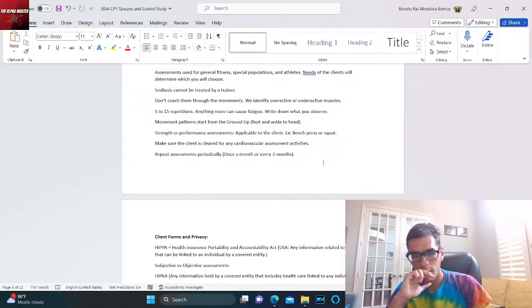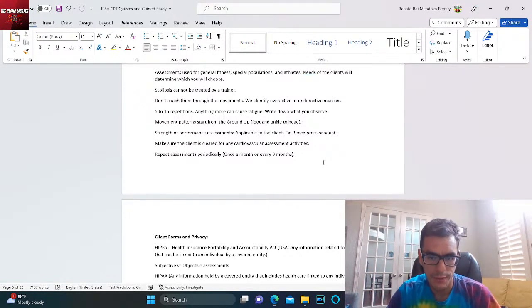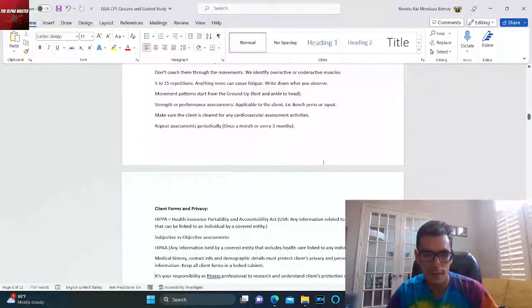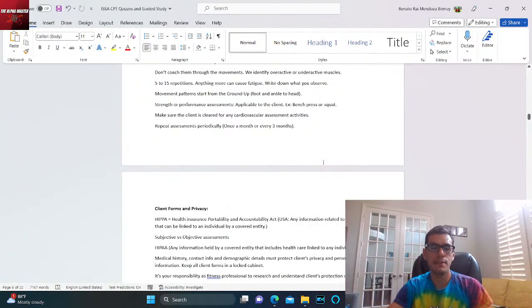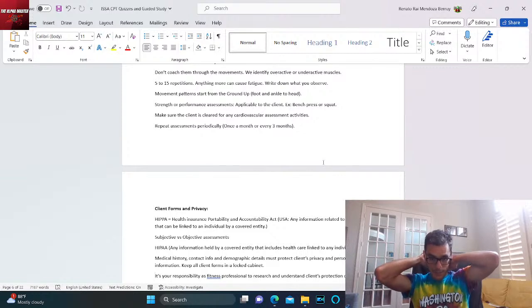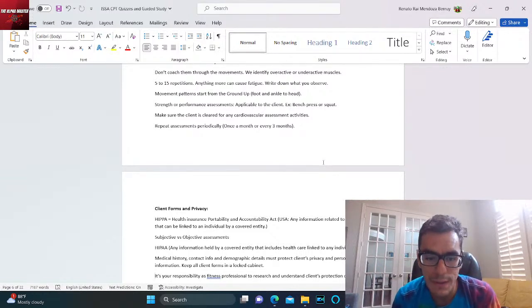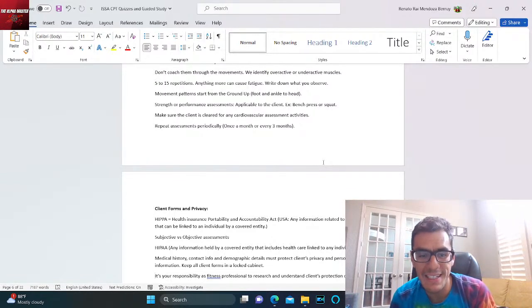Now, the client forms and privacy. You have the HIPAA, the Health Insurance Portability and Accountability Act. It covers any information related to healthcare that can be linked to an individual by a covered entity.